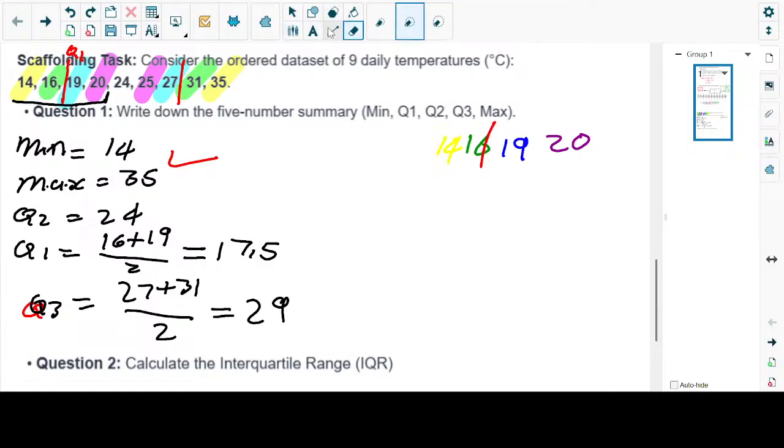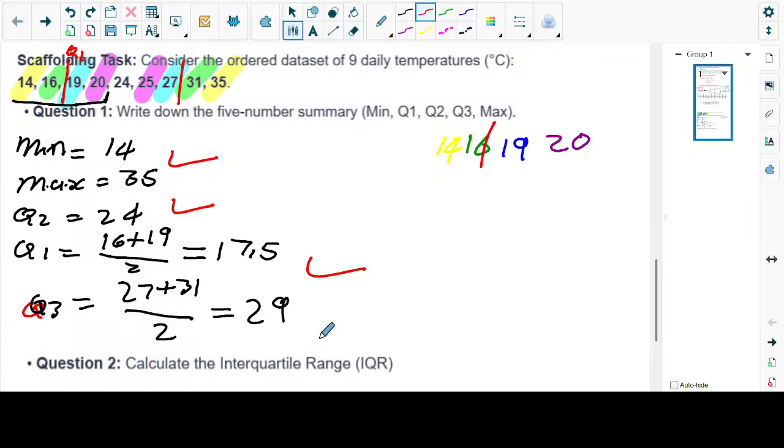Okay, so we have 29 as our Q3. Now we have our 5 numbers: the min, the max, Q1, Q2, and Q3. How do we mark them? We start with Q2, we get a mark for Q2. Then Q1 and Q3, we get 1 mark for them. We're going to put them at the same time.